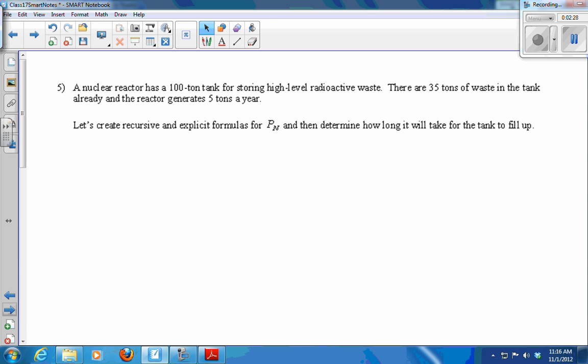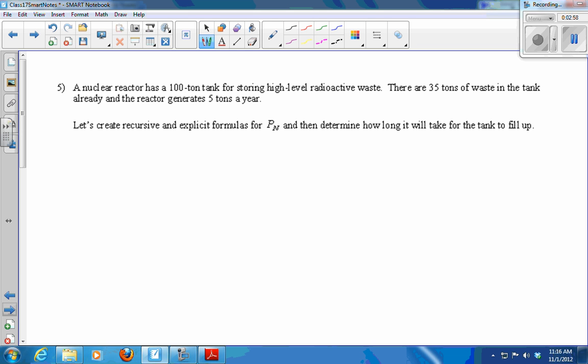So here's a quick example. We have a nuclear reactor, has a 100-ton tank for storing high-level radioactive waste. There are currently 35 tons of waste in the tank, and the reactor generates 5 tons per year. I want to write a recursive and an explicit formula for P sub n, and we're talking about the population of waste in the tank. And then we want to determine how long it will take the tank to fill up.